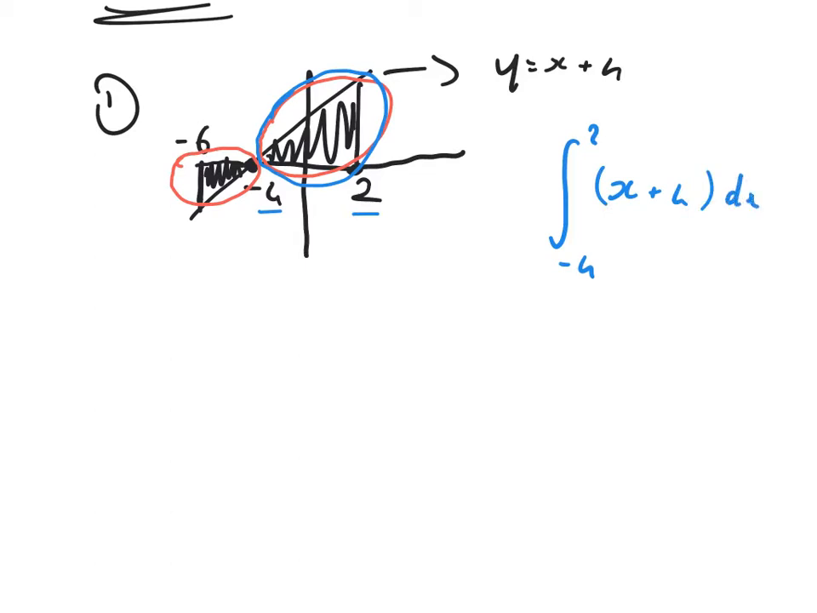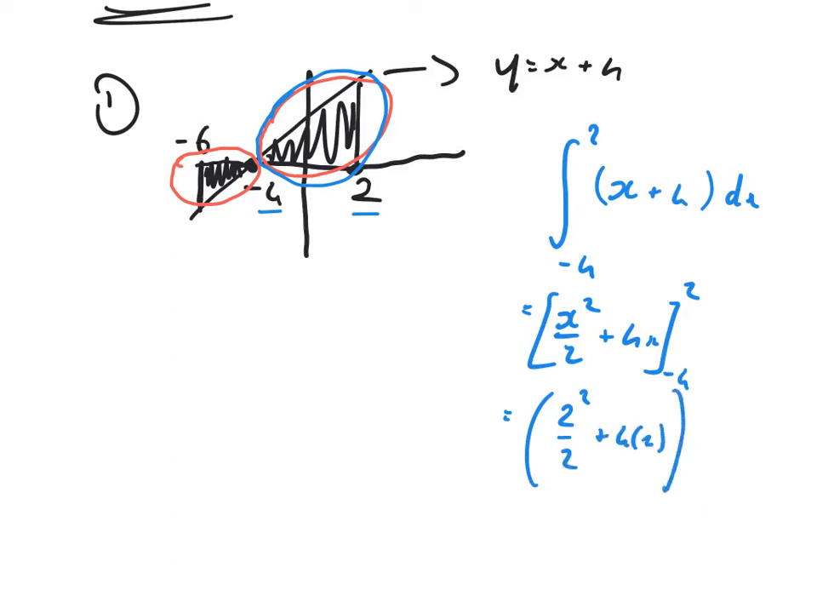Okay, so add 1 to the power, divide by the new power. That will be x squared over 2 plus 4x between 2 and -4. So that's now ready to make a substitution. 2 squared over 2 plus 4 lots of 2, close the bracket, minus open up, and it will be -4 all squared over 2 plus 4 lots of -4.